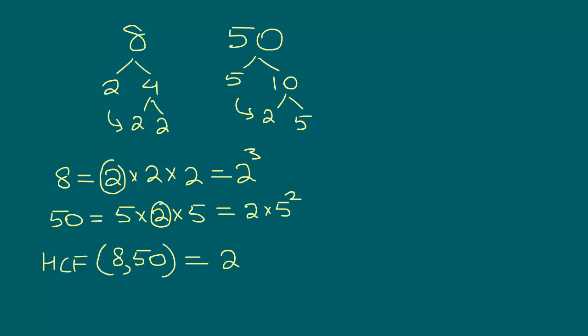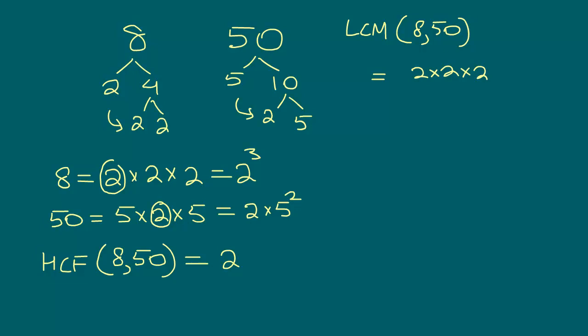Now what about the LCM? What is the LCM of 8 and 50? It means we are trying to find a number which can be divided by both 8 and 50, and it should be the smallest such number. How do we find that? First of all, that number must be divisible by 8. That means the number has to have 2 times 2 times 2. It can have other things, but it has to have at minimum 2 times 2 times 2, because otherwise it is not going to be divisible by 8.